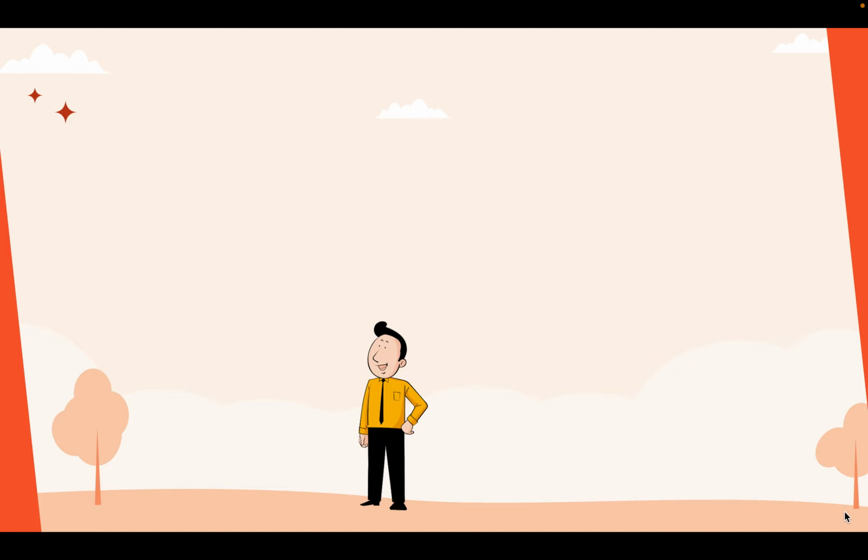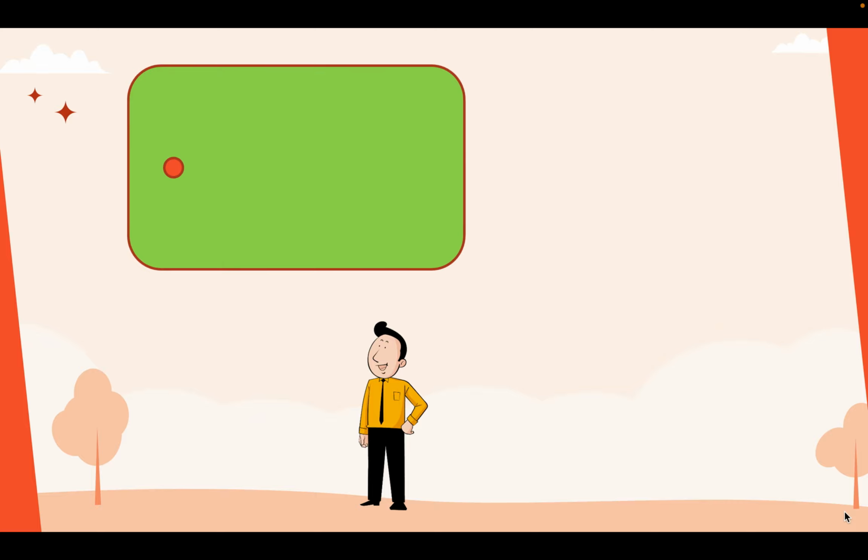Now let's set up a scenario. This right here is Alex. Let's imagine that Alex decides to go for a run in a nearby park. So he starts from point A and goes to point B, following this path.